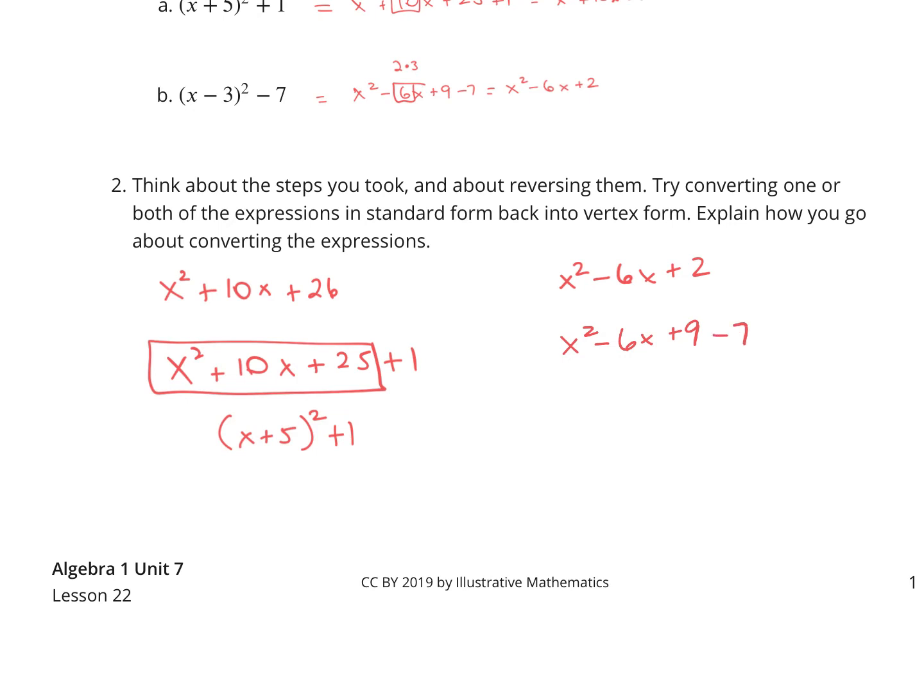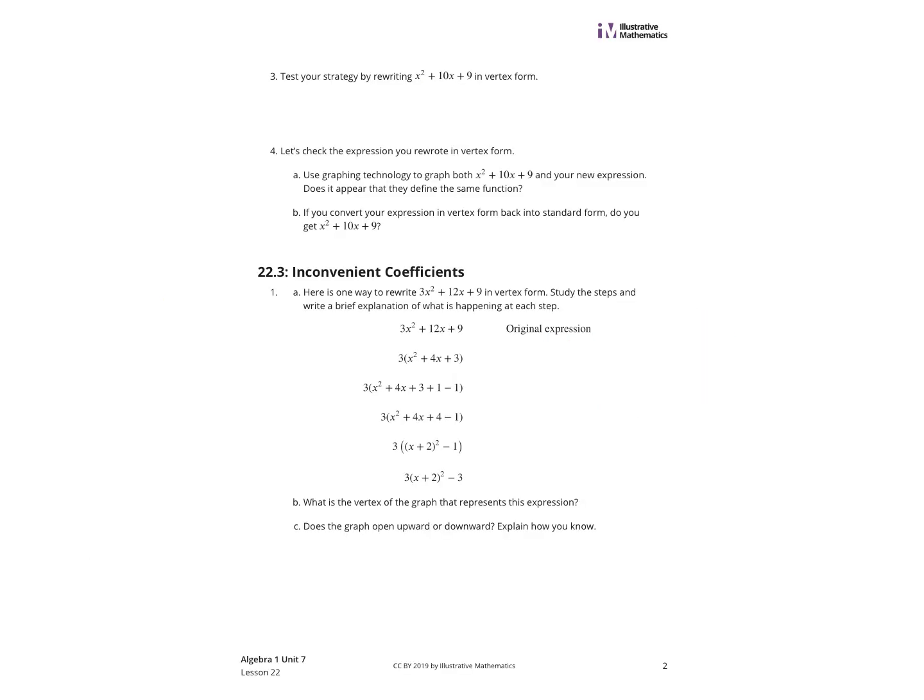And I do that by doing 9 minus 7, right? 9 minus 7 equals 2. So I'm not changing the overall value. I'm just rewriting 2 as 9 minus 7. Here's my perfect square part of the expression, so I can rewrite that as x minus 3 all squared minus 7. All right, let's take a look at the next problem.